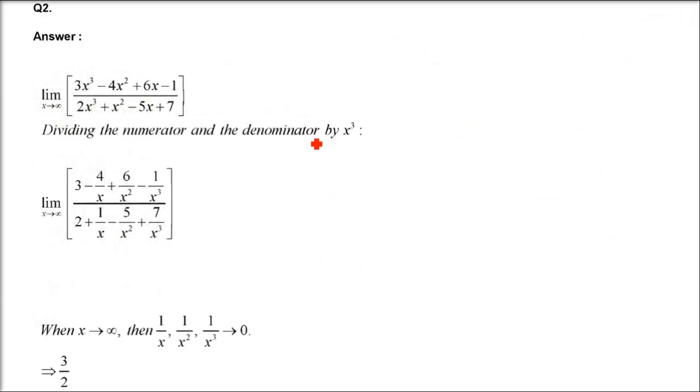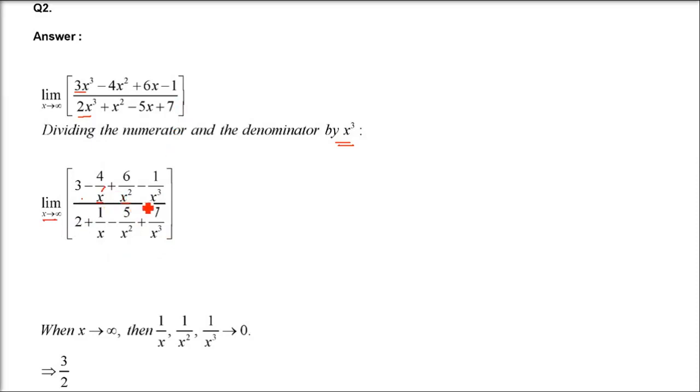So same thing you have to do. I hope you got the idea. Now the highest power is what here? The highest power is x cube. So we are dividing it by x cube. So 3x cube by x cube, 4x square by x cube, 6x by x cube, minus 1 by x cube. 2x cube by x cube is 2. X square by x cube is 1 by x. Minus 5x by x cube, that is x cancel, 5 minus 5x square. Then 7 by x cube.